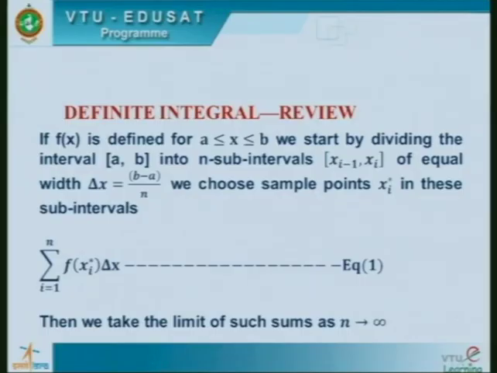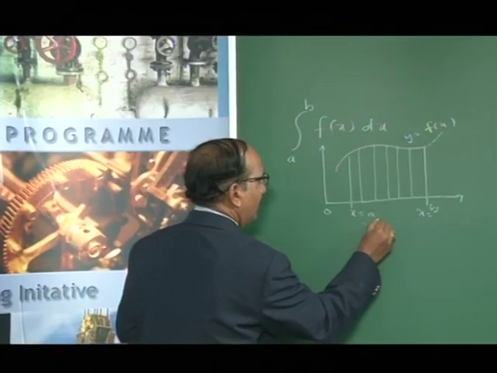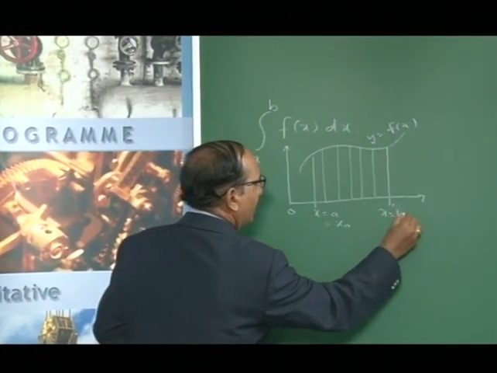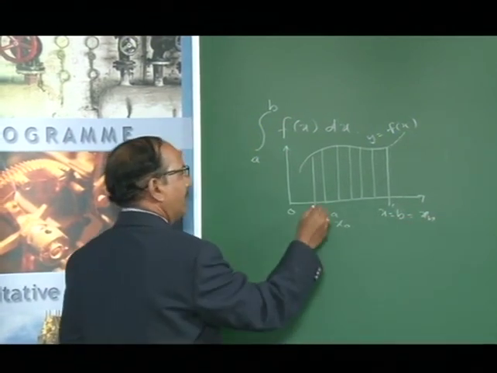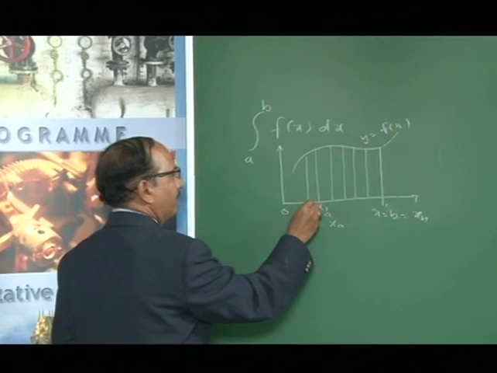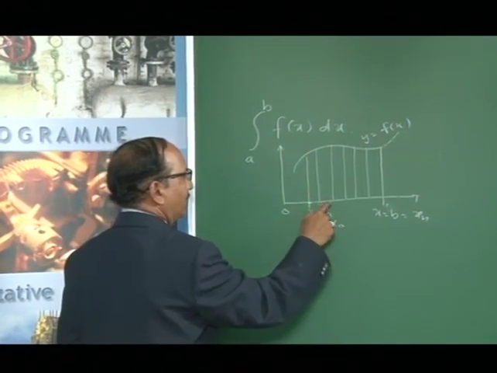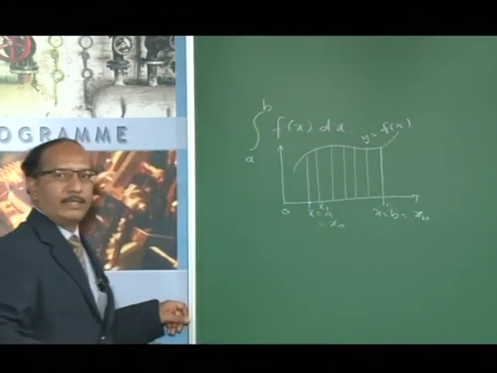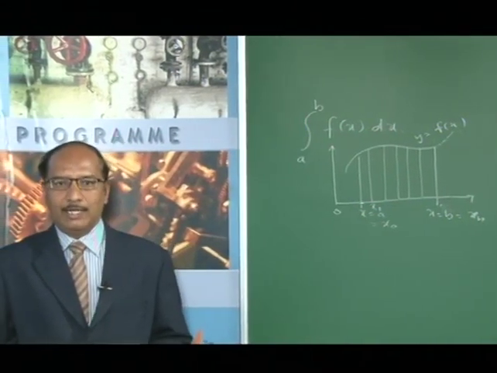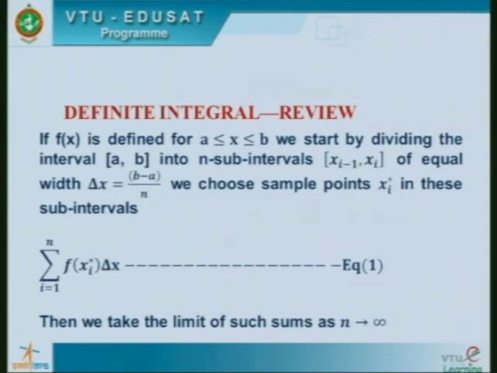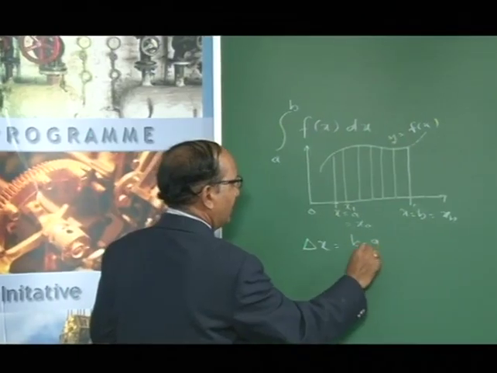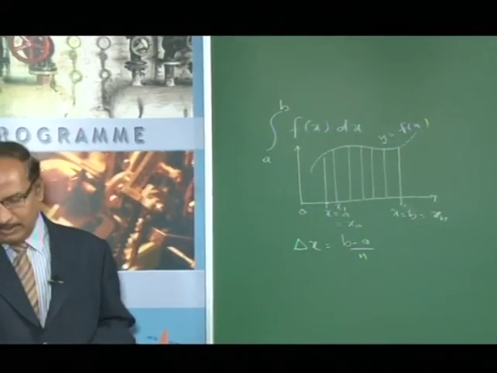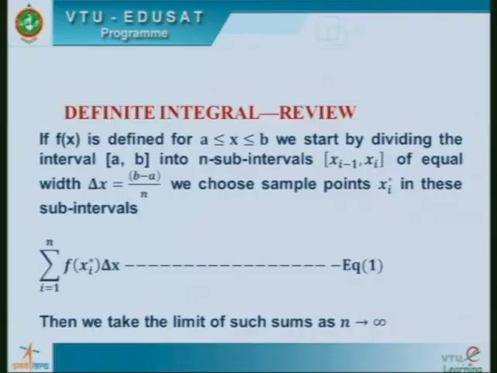The intervals are given as x_(i-1), x_i. For example, i equal to 1 is the first interval, x0 to x1. So a is taken as x0, b is taken as xn. The next one is x1. The initial value x0, x1, x2, x3 and so on up to xn. In this way the interval is divided into equal widths. For each interval the width is the same: Delta x is equal to (b minus a) upon n, where n is the number of divisions in that interval.